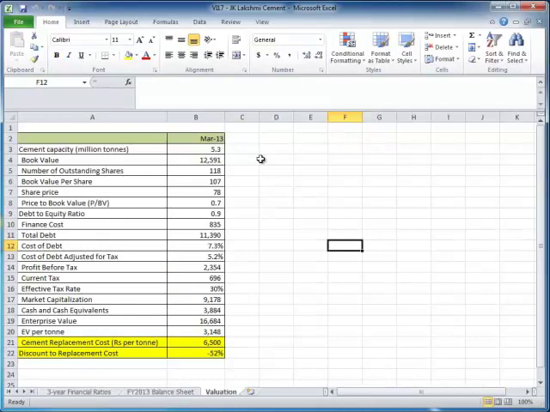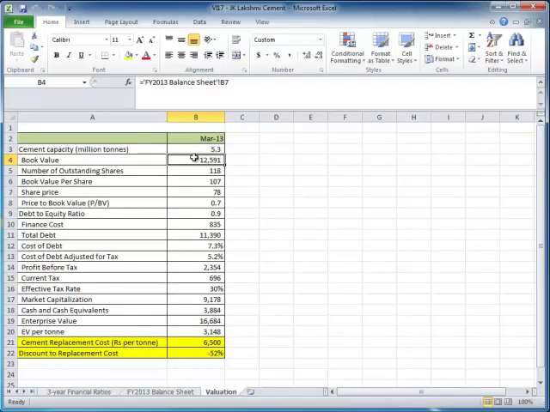Valuation. So now let's move on to the main reason why we're doing this in the first place, which is valuation. So we've now had a chance to look at the financial ratios and the balance sheet of this company. So let's go ahead and look at how to value this company using the replacement cost method. So we'll just go through each of these lines. The first one is the cement capacity, and this is something that the company reports. So 5.3 million tons is the cement capacity of this company.